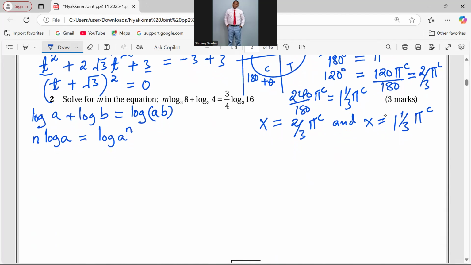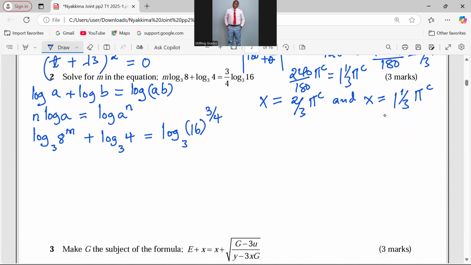we can say, instead of m log 8 base 3, now we can talk about the logarithm to base 3 of 8 power m. This is now added to the logarithm to base 3 of 4 equivalent to the logarithm to base 3 of 16, and this 16, we raise it to power 3/4. That way. We also apply the same law in the last term.